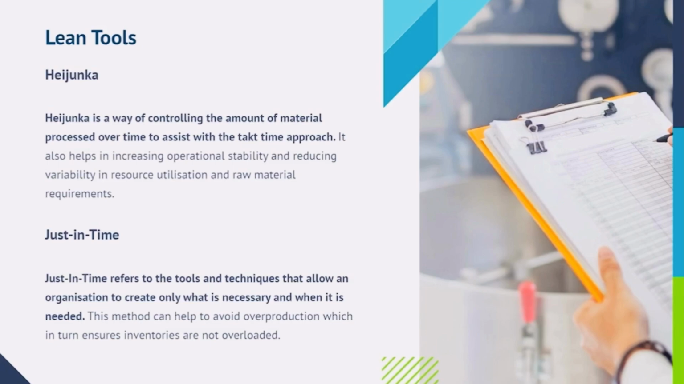Just in time. Just in time refers to the tools and techniques that allow an organization to create only what is necessary and when it is needed. This method can help to avoid overproduction, which in turn ensures inventories are not overloaded.